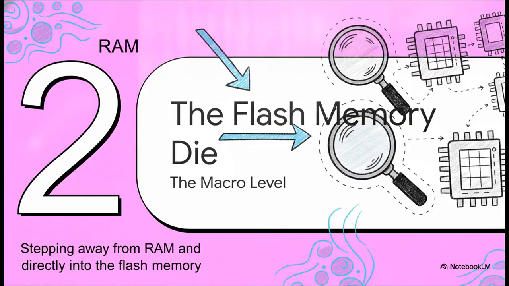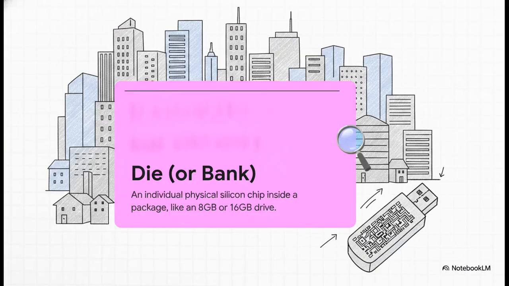Moving on to part 2, the flash memory die. This is the macro level. At the very top of our flash memory hierarchy, we have the die. Some people also call it a bank. If we map this out using a city analogy, the die is the entire city limit. It's the individual physical silicon chip encapsulated inside a package. Think of that 8 GB or 16 GB thumb drive sitting on your desk right now. That physical boundary is the die.